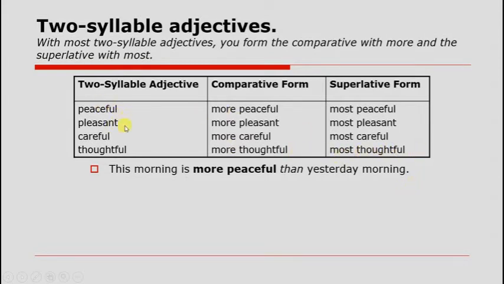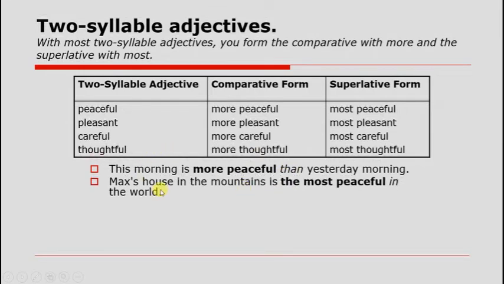So guys, peaceful, pleasant, careful, thoughtful, they are not short adjectives. I call them long adjectives because they have two syllables. So to make comparative, I use more before the adjective. Don't use er or est here because we have long forms of adjectives. Just use more: more expensive than, more peaceful than, more beautiful than, and the most beautiful, the most peaceful. This morning is more peaceful than yesterday morning. So it's comparative. Max's house in the mountains is the most peaceful in the world. So it's superlative.